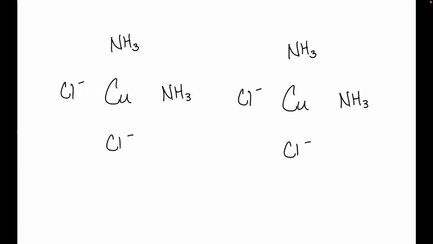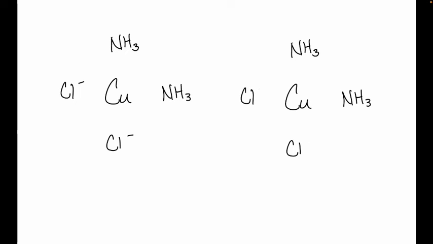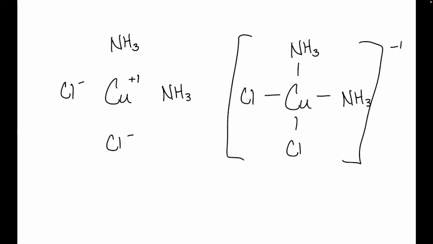All right, so then one last curveball to throw at y'all here. Let's say that we have copper, and it forms a complex with some ammonia and some chloride here. Okay, and I'll even say the oxidation number of our copper, let's do plus 1. It's plus 1, meaning our overall complex has a charge of minus 1.